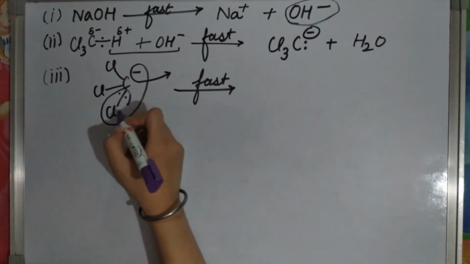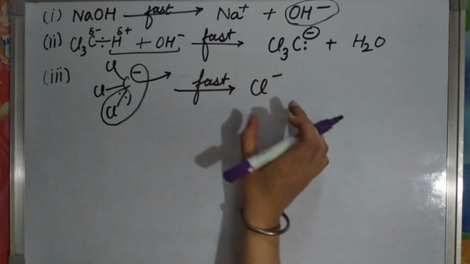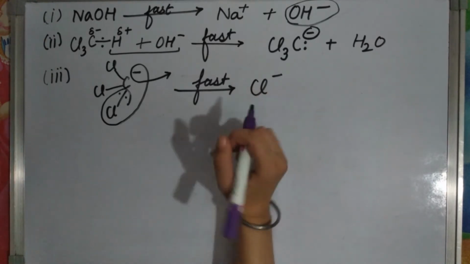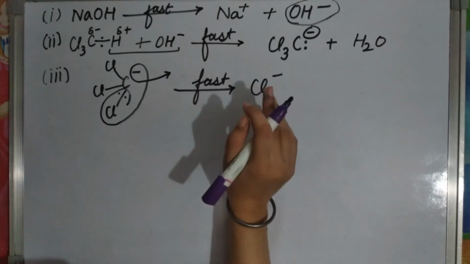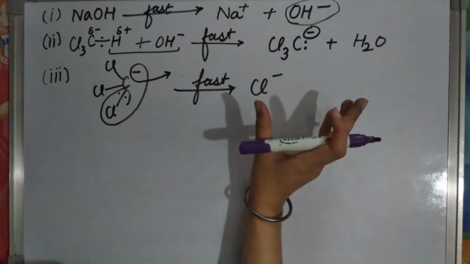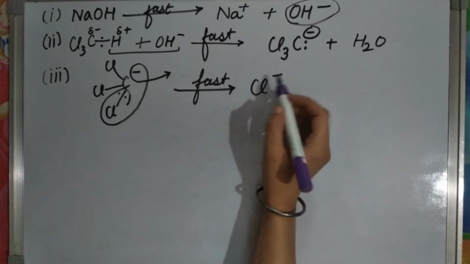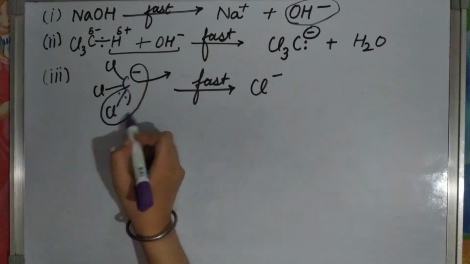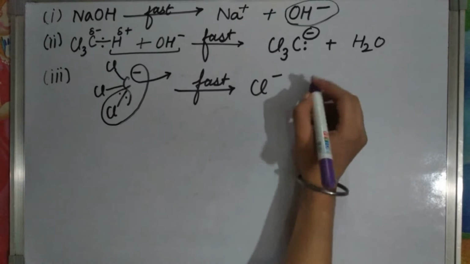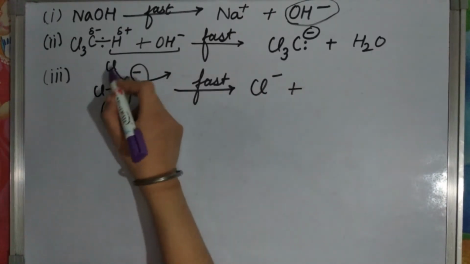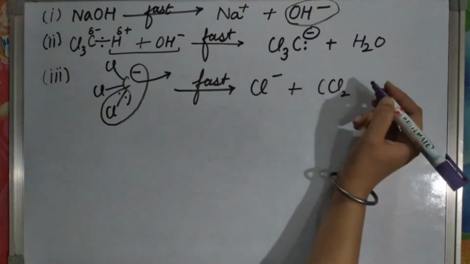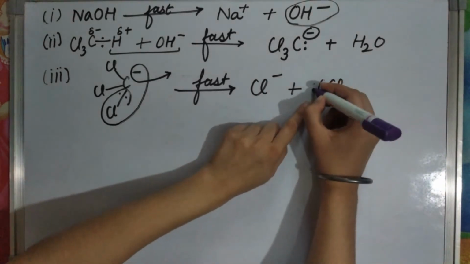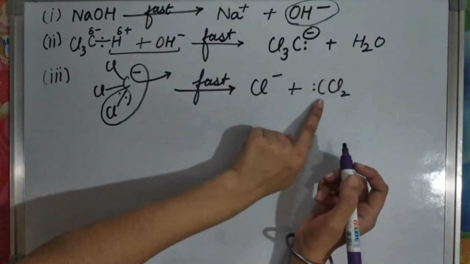From here Cl negative is being removed. Whenever we put negative, that means it contains both the electrons, and whenever we put positive, that means it doesn't have any electron, the shared electrons, right? So Cl negative, because the chlorine atom is taking both the electrons, so we will write it as Cl negative. The remaining part will be CCl2, right? And we will write these 2 electrons with carbon.